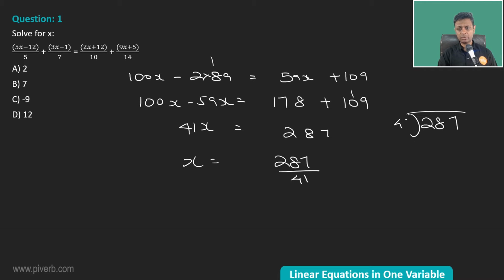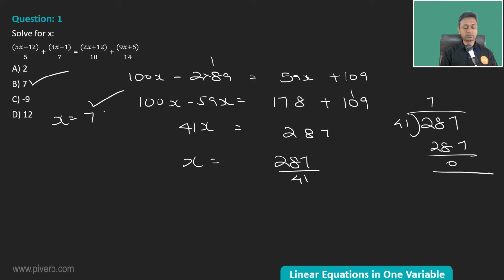287 divided by 41. Looks like it could go 7 times. 7 ones are 7. Wonderful. So x is 7. And there are a bunch of interesting things to note here. You could have manipulated this slightly differently.